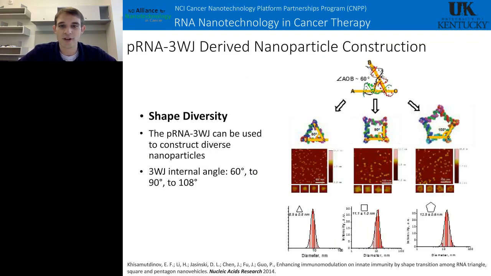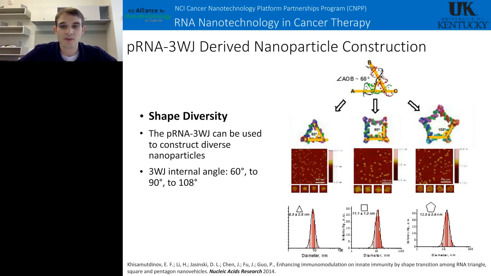Another route to engineering nanoparticles, one that I was heavily involved in, is using the three-way junction motif itself, using what we term RNA biomimetics, and using this three-way junction to construct different shaped nanoparticles. So here, if you look at the triangular nanoparticle, we actually used molecular modeling and constructed this triangle from three pRNA three-way junctions. And then we extended that even more just by simply adding an additional strand of RNA. Then we can make a square nanoparticle using four three-way junctions. And then we can also make a pentagonal shaped nanoparticle using five three-way junctions.